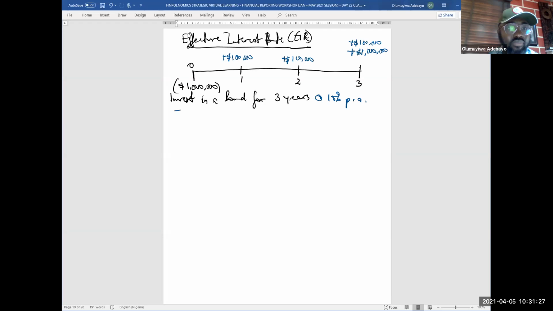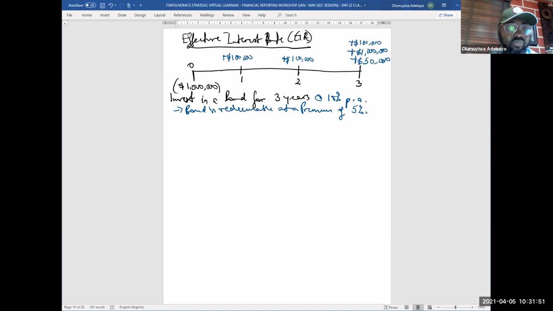And we are told that the bond is redeemable at a premium of 5%, which means the premium in this case is $50,000.